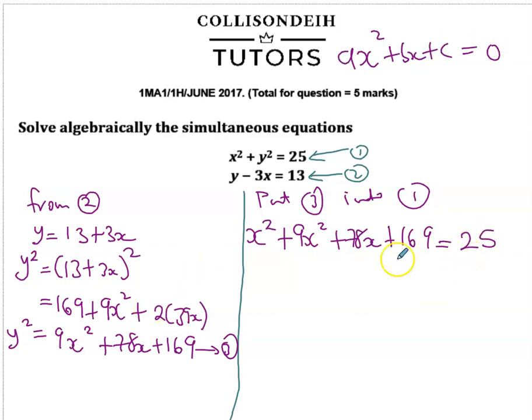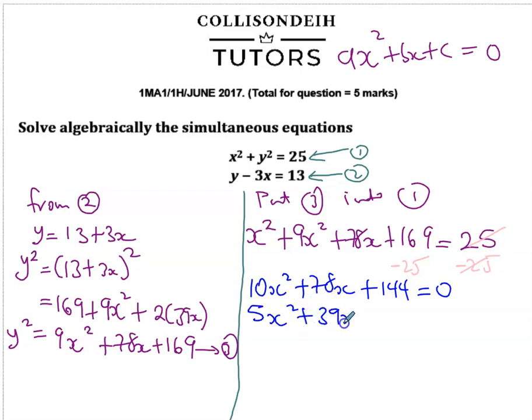So what do we do? Shall we eliminate the 25 from the right hand side by subtracting 25 from both sides? So our equation now would look like 10x squared, add 78x, and 169 take away 25 will give us 144, and that equal to 0. Now, I want to simplify things so that it's easier for me to pick out my factors. I can see each of these are even numbers, so I'm going to divide through by 2. Then that would leave us with 5x squared, add 39x, add 72, equal to 0.